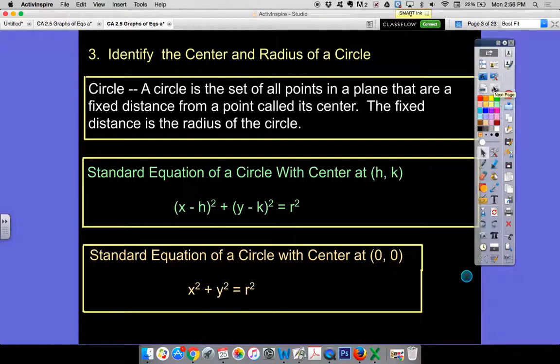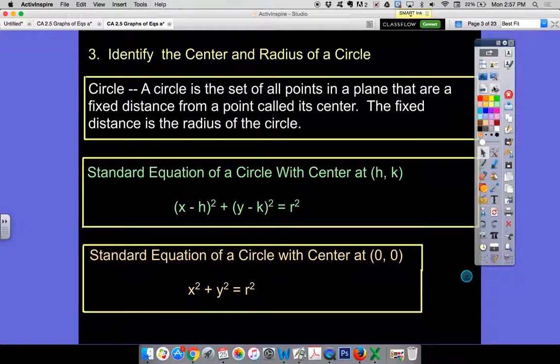So just to start with, the technical definition of a circle is kind of interesting. You need to put that in your memory banks. The circle is the set of all points in a plane that are a fixed distance from a point called its center. The fixed distance is the radius of the circle. So that is the technical definition of a circle. Be prepared to know that.